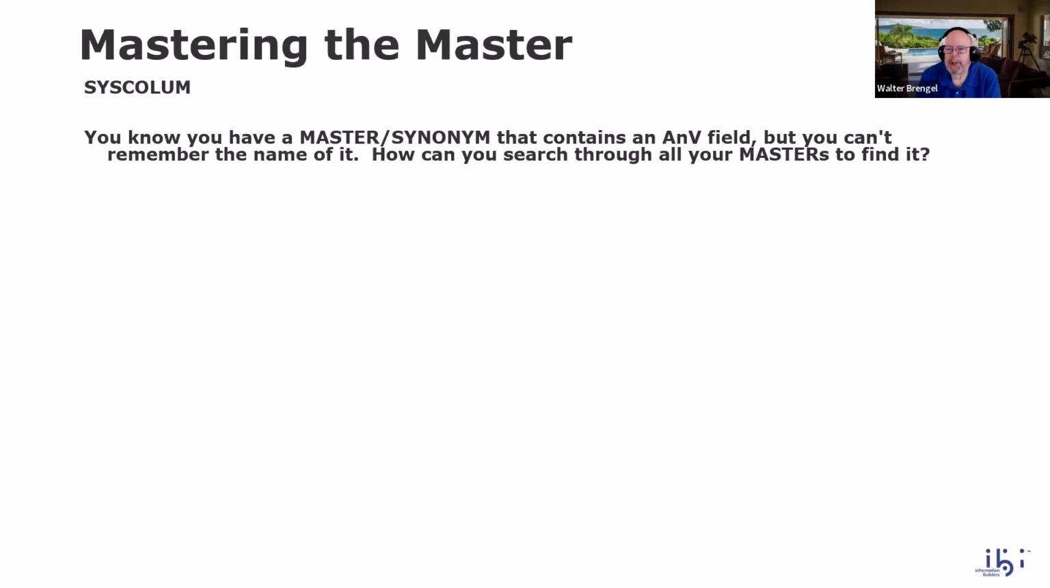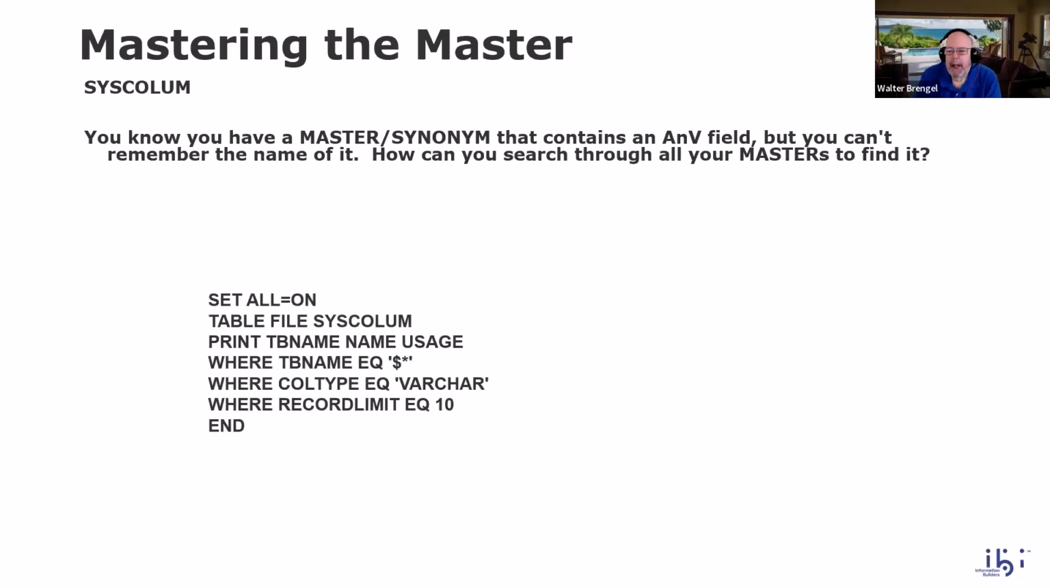All right, so we have an issue where you have a master synonym that contains an ANV field, which is a variable type field, but you don't remember the name. How can you search through all your masters to find it? Well, you can use any of the techniques we've used so far, the question mark FF, because you need to know the format. But if you just want to see all of the AnV fields, we can use syscolumn. And we're going to print TB name usage. So we're not looking at a particular synonym at this point. We're going to look through all of them. Where col type equals varchar, and in this case, I'm just going to bring back the first 10 records.